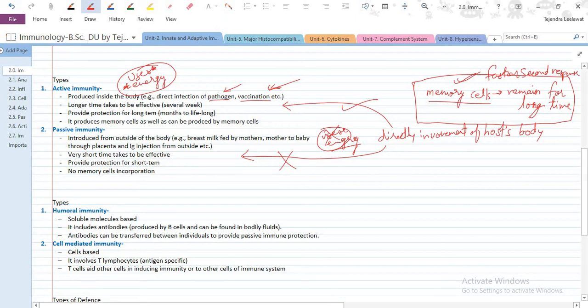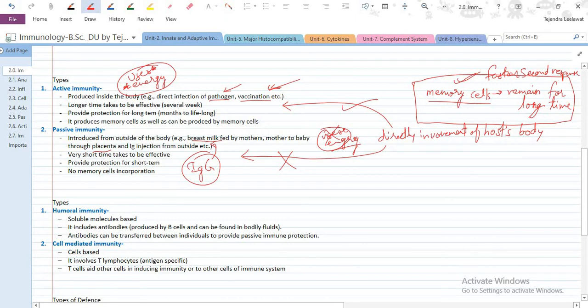Immunity introduced from outside the body is called passive immunity. One example is the breast milk fed by mothers to their infants. Also, while the baby is growing in the mother's womb, immunoglobulin G, IgG, is passed from the mother to the baby through the placenta, because immunoglobulin G is not formed by the baby itself. So that type of immunity given through the placenta is also called passive immunity.